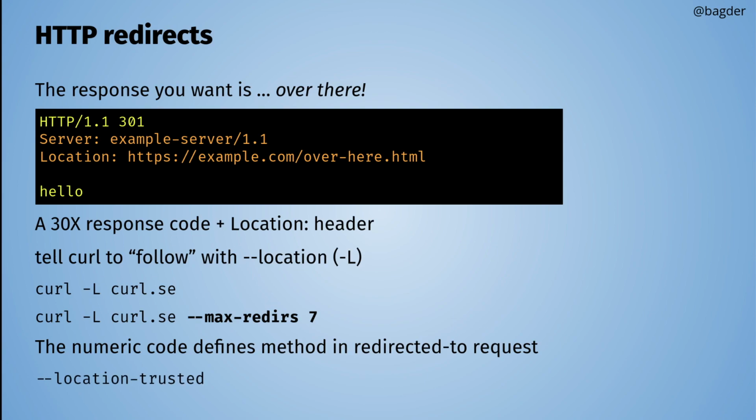And if you're using credentials or sending a username and password, typically that username and password will not be passed on to other host names other than the one used in the first request. But sometimes you want it to be transferred to the ones you're following. Then you use this --location-trusted instead.